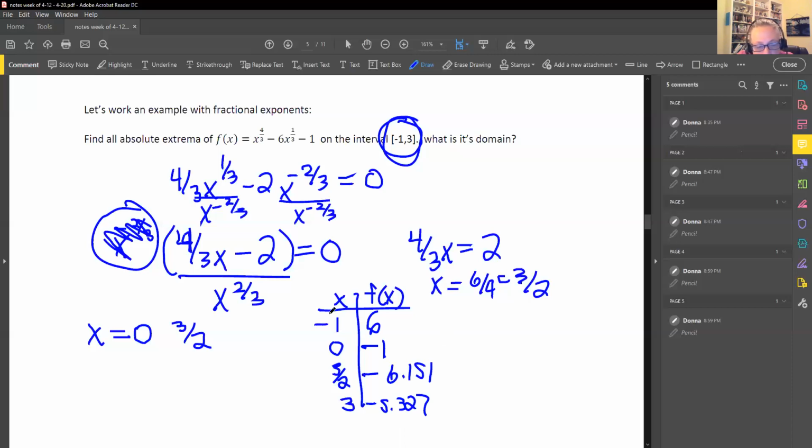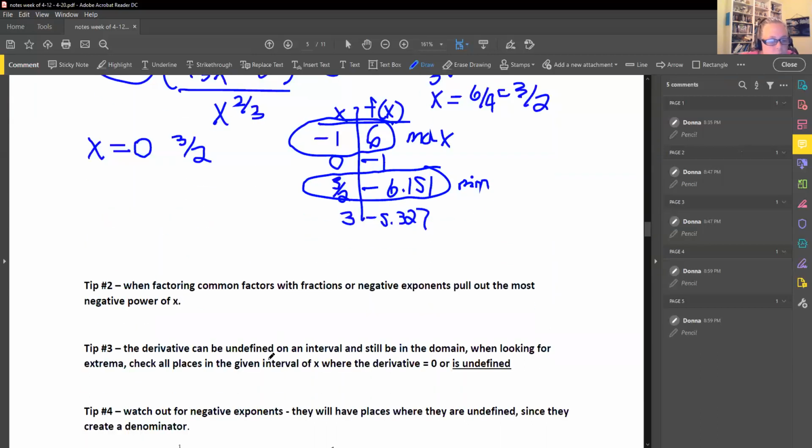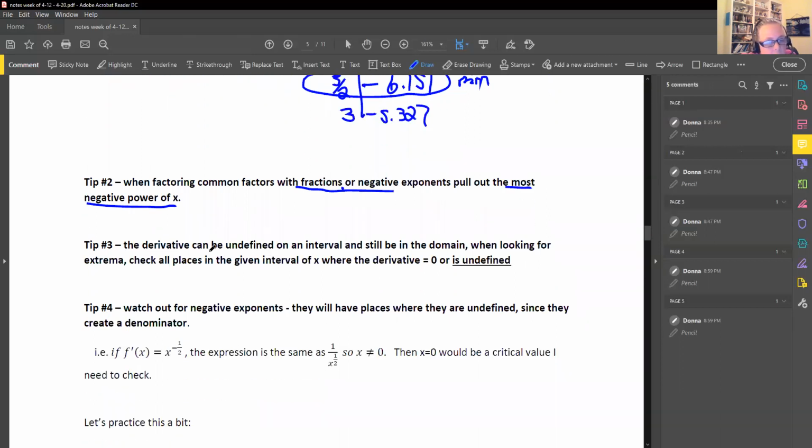Okay, so I can see from this that -1, this is my absolute max. And here's my absolute min. Okay. Most of this, the difficulty is working in algebra. So remember, when you have fractions, take that derivative and pull out the most negative exponent. So tips: when factoring common factors with fractions or negative exponents, pull out the most negative power of x you can find, okay, when they all have x in them.